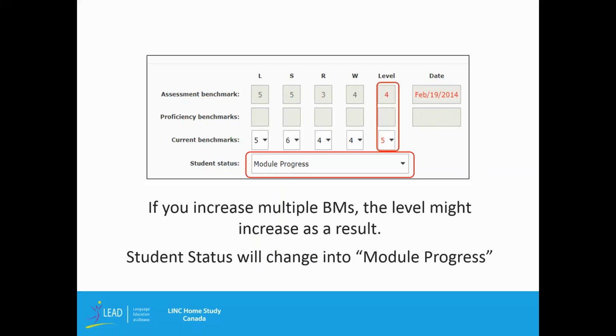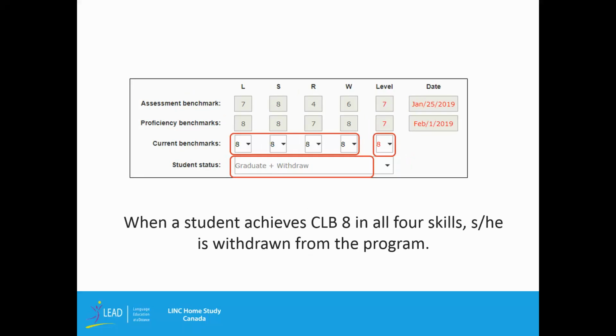If you increase multiple benchmarks and the level increases as a result, the system automatically selects module progress as the student status. For example, the reading benchmark changed from 3 to 4 and the level has changed from 4 to 5. When all 4 skill areas increase to benchmark 8, the student status automatically changes to graduate and withdraw.